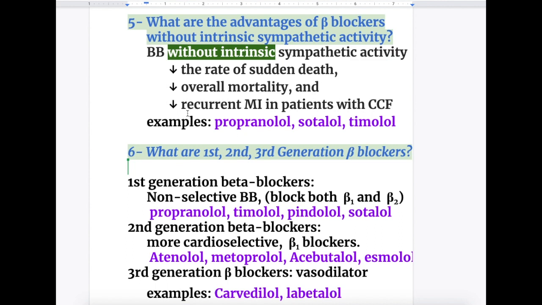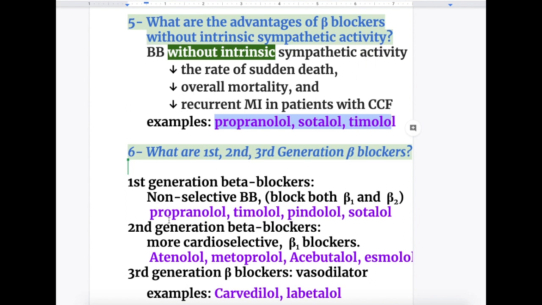Question number five. What are the advantages of beta blockers without intrinsic sympathetic activity? Beta blockers without intrinsic sympathetic activity decrease the rate of sudden death, decrease overall mortality, and decrease recurrent myocardial infarction in patients with congestive cardiac failure. Examples of the beta blockers without intrinsic sympathetic activity are propranolol, sotalol, and timolol.